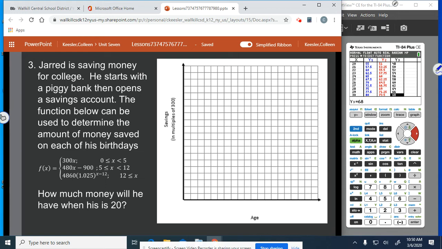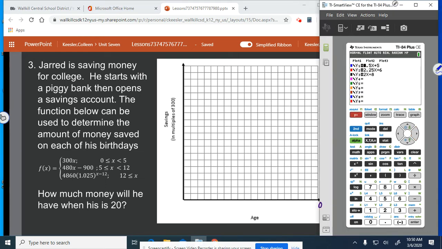All right, so we're going to go into our calculator, clear what's there from before, and enter these new equations. So we have 300x, then we have 480x minus the 900, and 4,860 times 1.025 to the x minus 12.